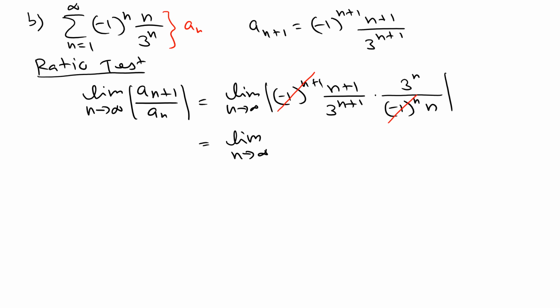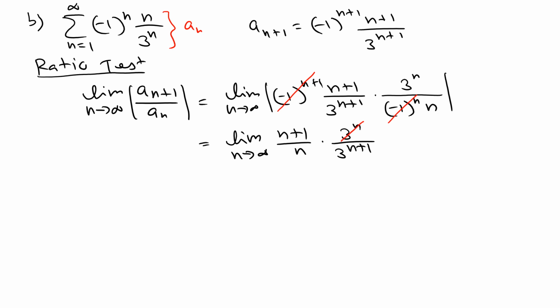So what are similar terms here? You can see (n plus 1) over n is similar, and also 3n over (3n plus 1) is similar. So that's what we normally do. We collect the similar terms. Now you can look at these limits separately, and see how to simplify this.